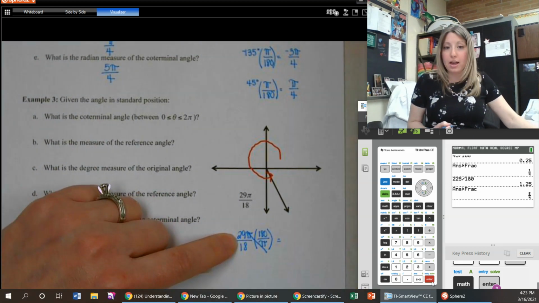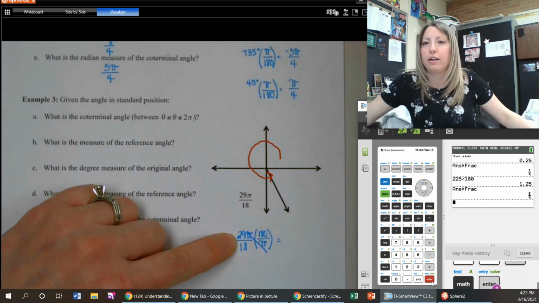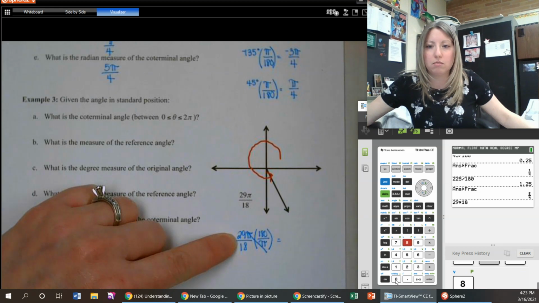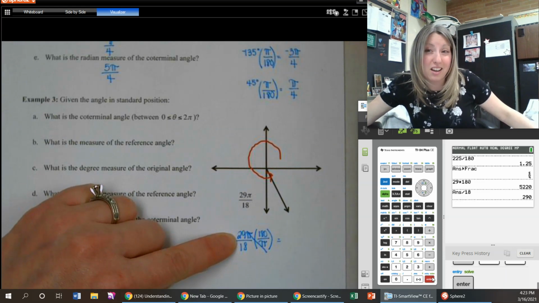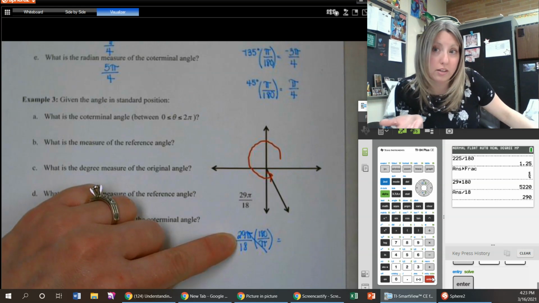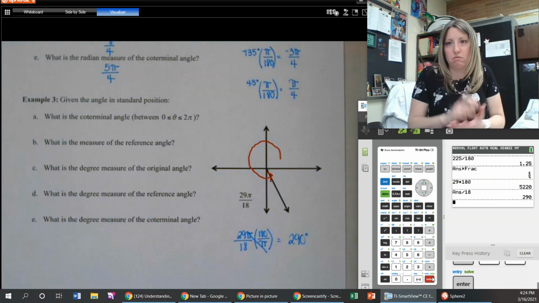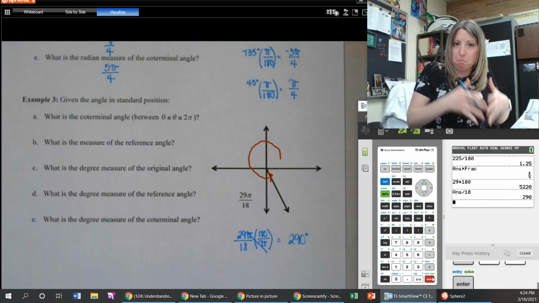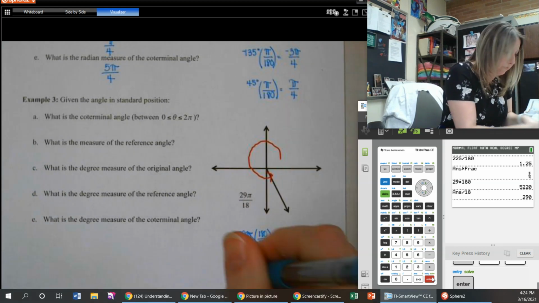So now you have 29 times 180 divided by 18. So 29 times 180 and then divided by 18. Which, by the way, I could have just divided 180 by 18 and been left with 10. And what's 29 times 10? 290. Just trying to give you some hints. So I know that my angle measure is 290 degrees, okay?